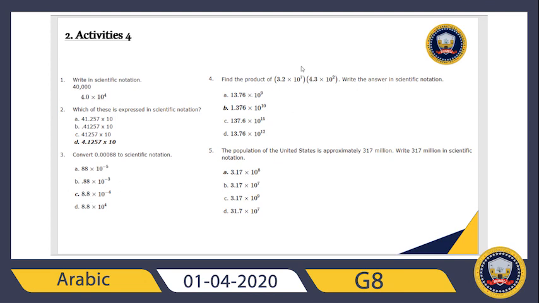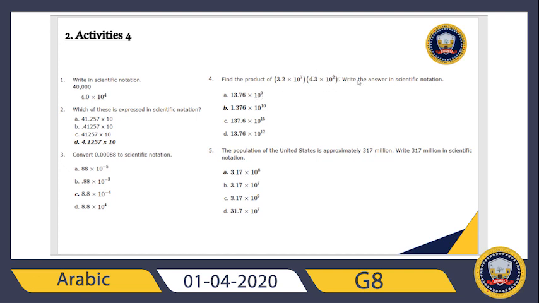Okay, find the product of 3.2 times 10 to the power of 7 times 4.3 times 10 to the power of 2. Okay, so first you multiply the numbers. 3.2 times 4.3. Okay, it gives you 13.76. 10 to the power of 7 multiplied by 10 to the power of 2. 7 plus 2 gives you 9.